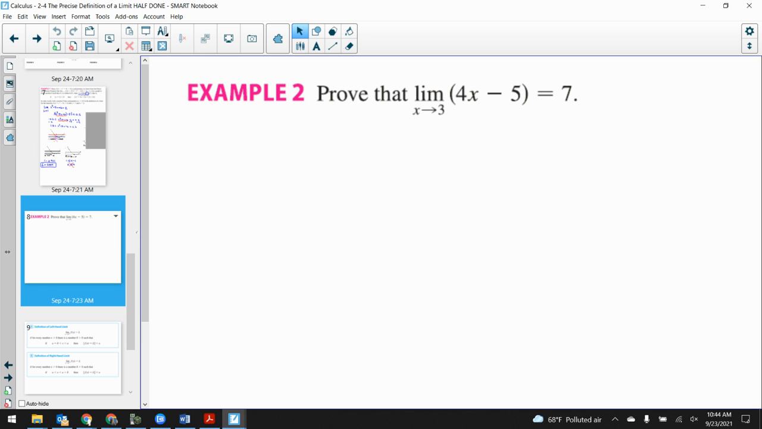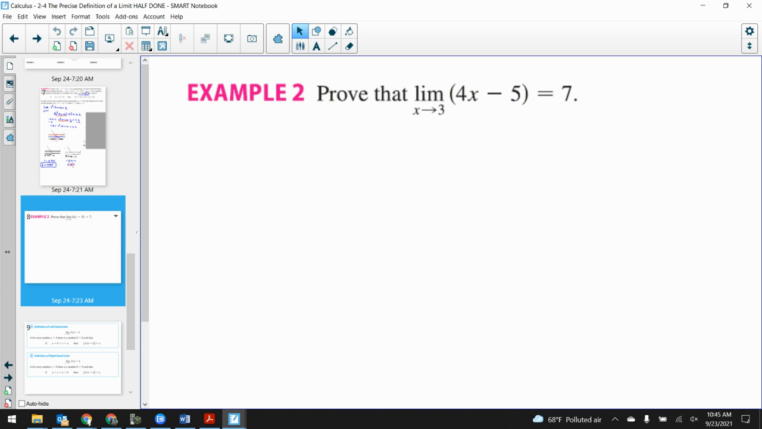Let's jump to this. So this is a proof, so we've got to be a little bit more formal about it. That's why I'm pulling out my notes, because I have to have exact wording here. I want to prove that the limit as x approaches 3 of 4x minus 5 is actually 7. How do we know that it's 7? Well, we could directly substitute, but we're also told that. So we're given this statement that the limit as x approaches 3 of 4x minus 5 is 7. Prove it.